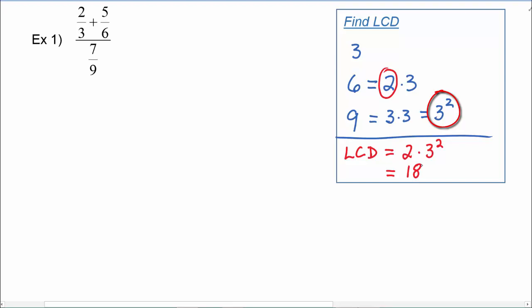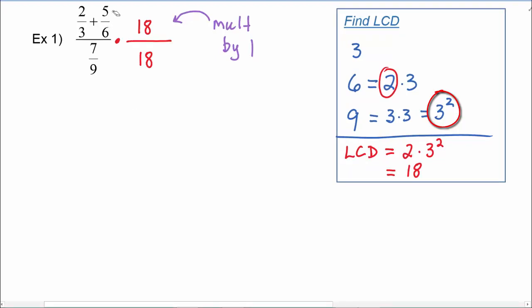Now we're going to use this to clear out the extra denominators. So our goal here is to clear out this 3, 6, and 9. Now the way we do that is to multiply this entire fraction by 1 in the form of 18 over 18. So it's really important to remember that what we're doing here is multiplying by 1. We're not multiplying by 18. We're multiplying by 1 in the form of 18 over 18.